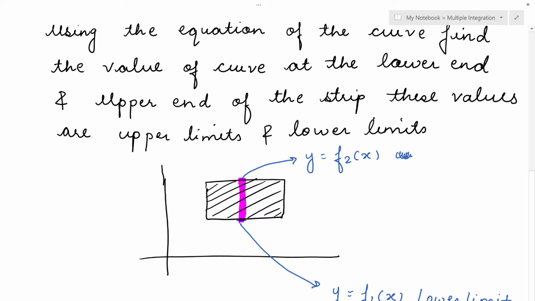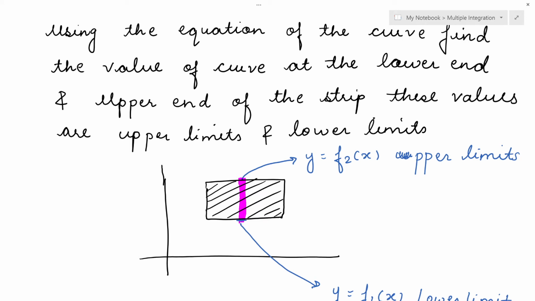Okay, so basically these are your inner limits. So inner limits is solved. You will find the value of y where the strip touches the lower part and find the value of y where the strip touches the upper part. These are your lower limit and upper limit respectively.